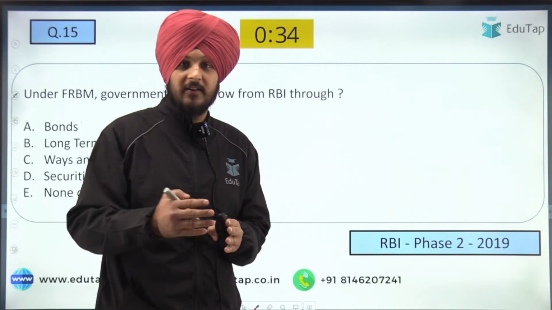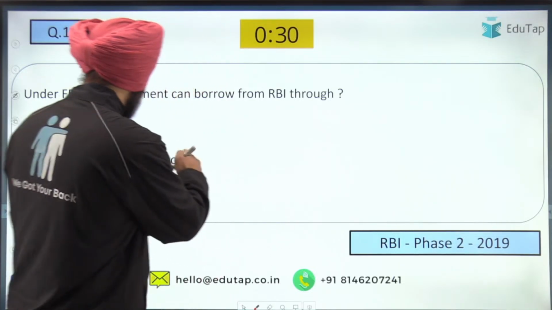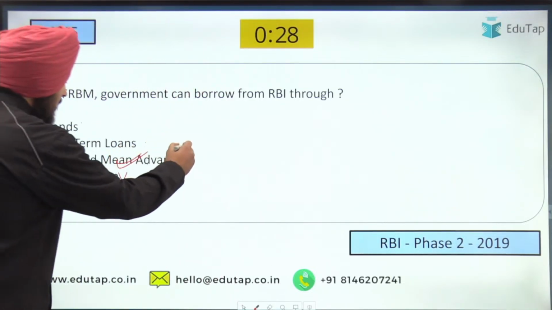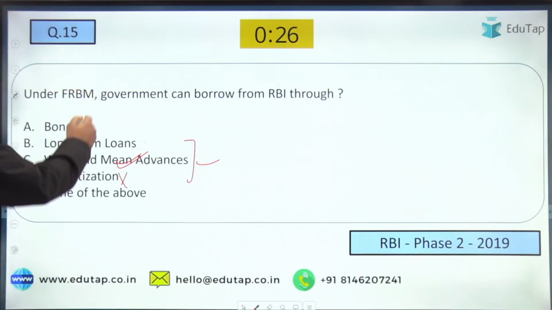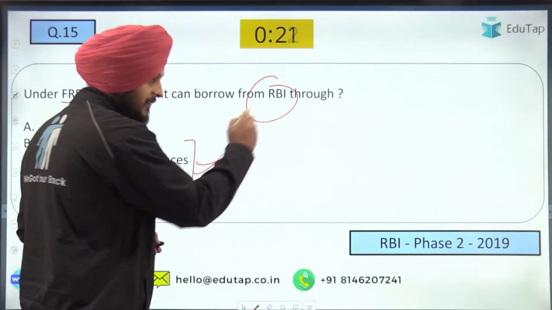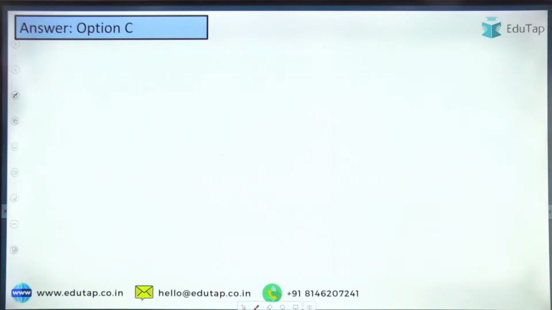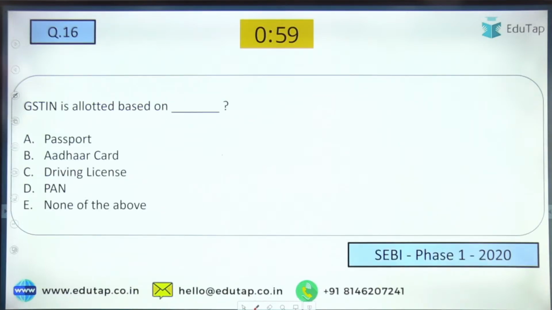We don't have to enter all these details at this point of time as a part of this session, but this is all about ways and means advances. So it is a type of temporary loan facility. So under FRBM, the government can borrow from RBI through this kind of mechanism. So that is why I would say C is going to be the answer to this question. Now let us move on to the next one, question number 16.